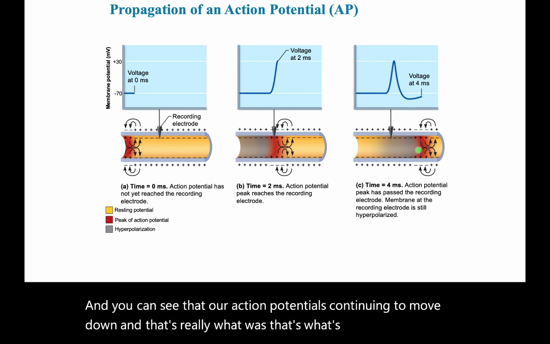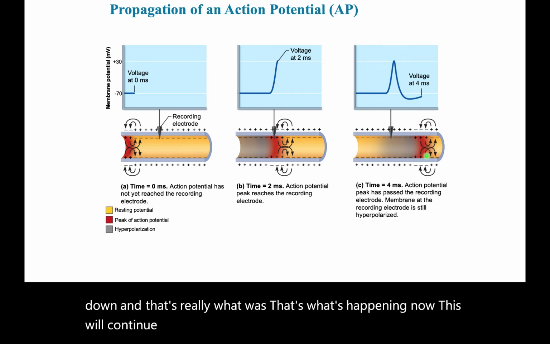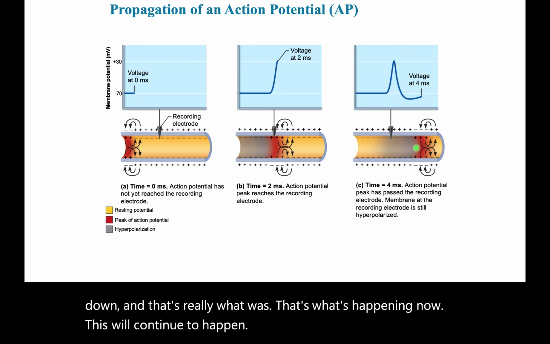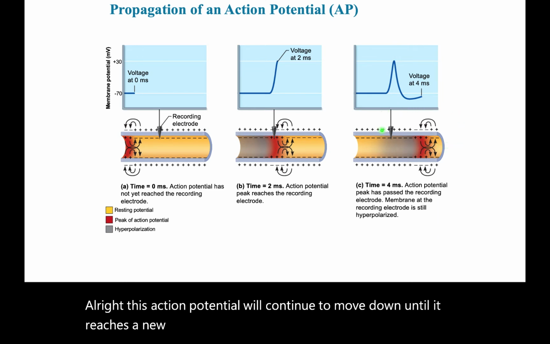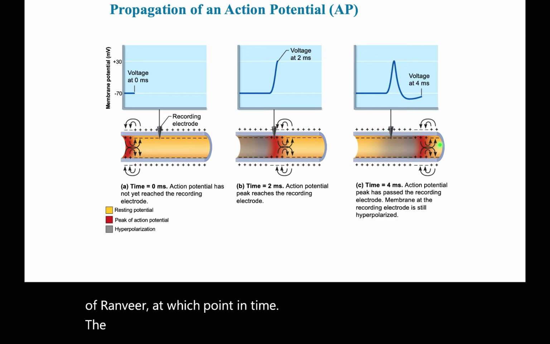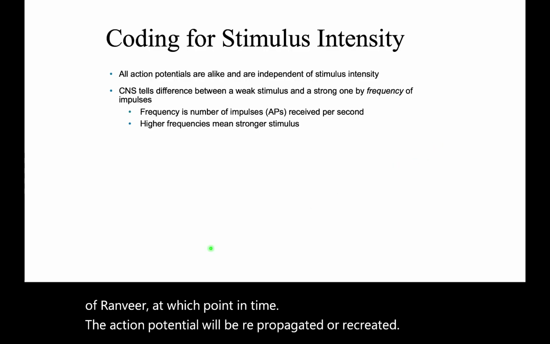Now, this will continue to happen. This action potential will continue to move down until it reaches a node of Ranvier, at which point in time the action potential will be repropagated or recreated.